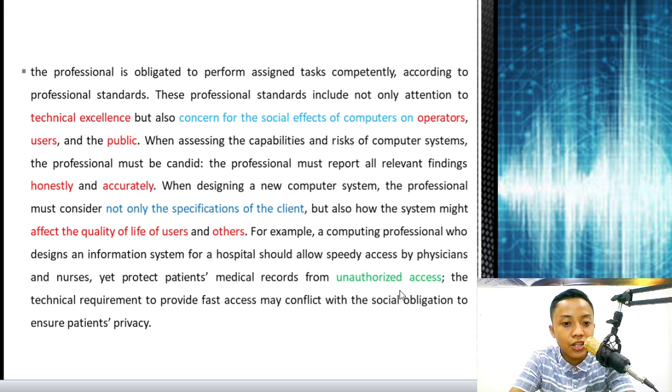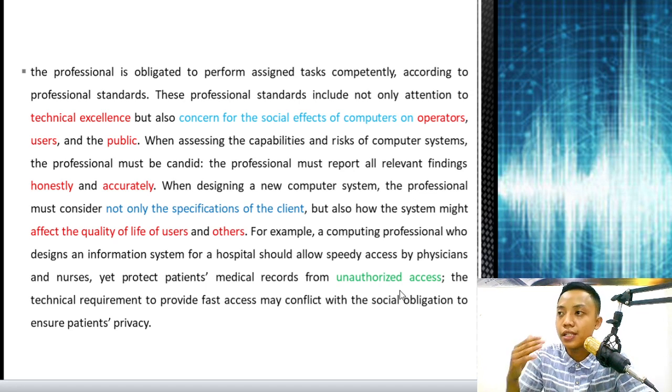The technical requirement to provide fast access may conflict with the social obligations to ensure patients' privacy. Aanhin po niyang mabilis, ngunit hindi naman reliable, hindi naman ang pag-trust ng isang tao o ng patient, wala naman ang trust niya. Kaya nga po, we should always, gagawa po tayo, o we create a system na nakakatulong. Hindi po yung hindi nakakatulong. Because yan po talaga, as a professional, yan po talaga ang ating gawain. That is our obligation. Kinakailangan pong gampanan natin kung ano ang task and responsibility natin.